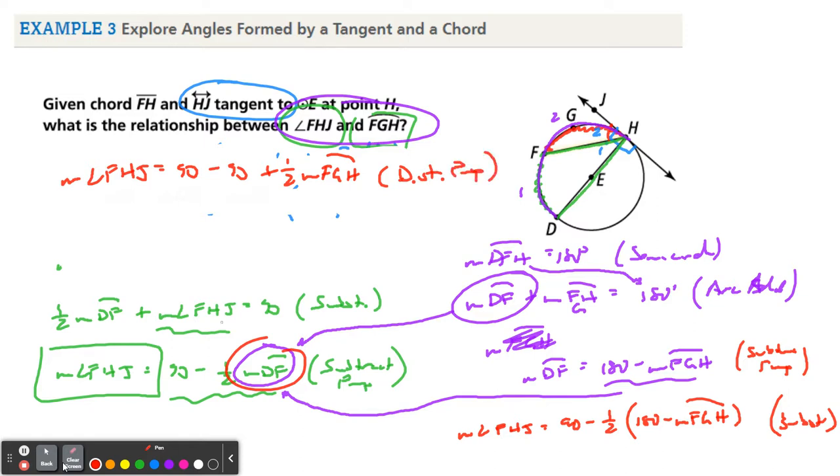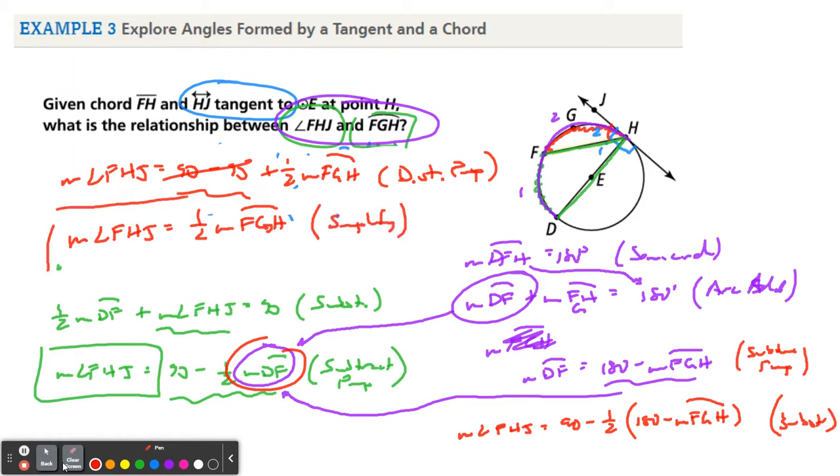Oh, I'm going slow. Why am I running so slow? Sorry. And now here we can just simplify the 90 minus 90. That goes away. And we get that the measure of angle FHJ is equal to 1/2 the measure of arc FGH. And that's just by simplifying.